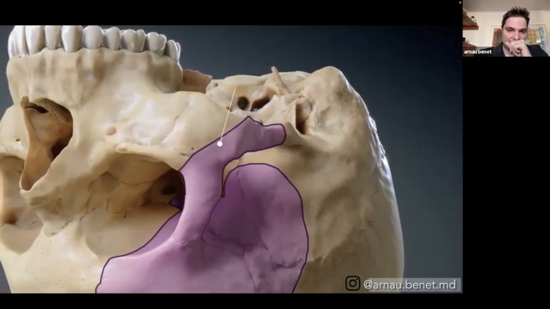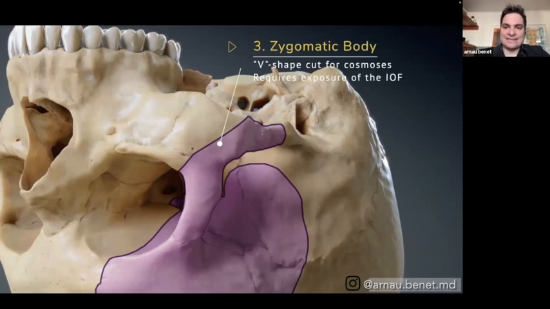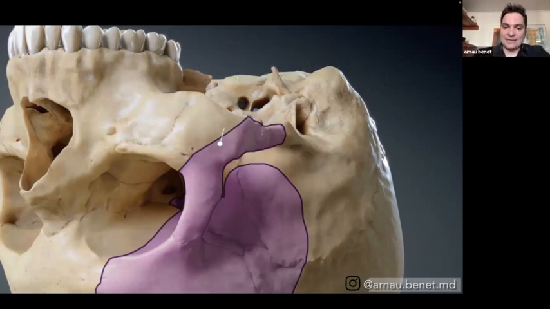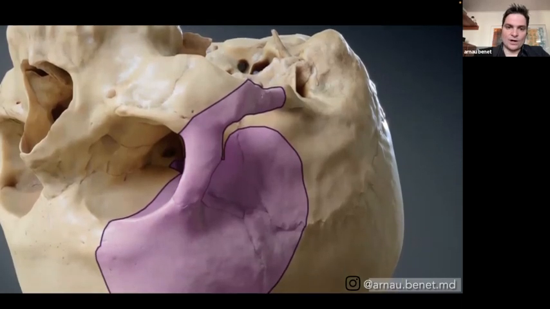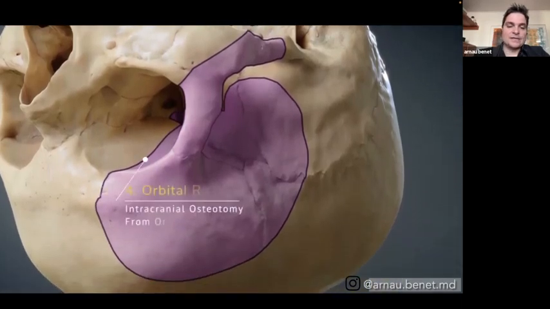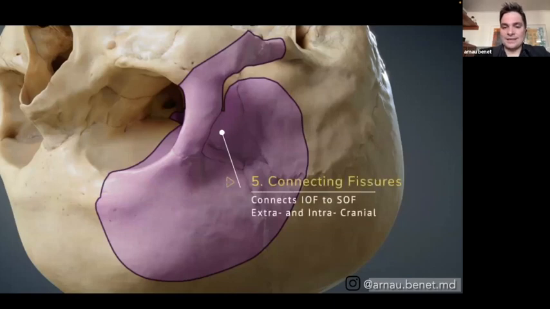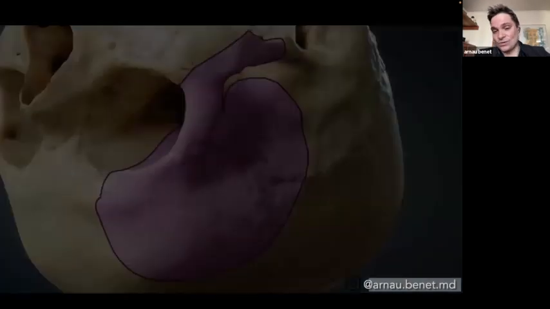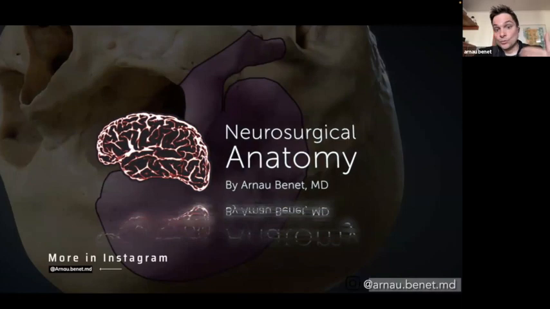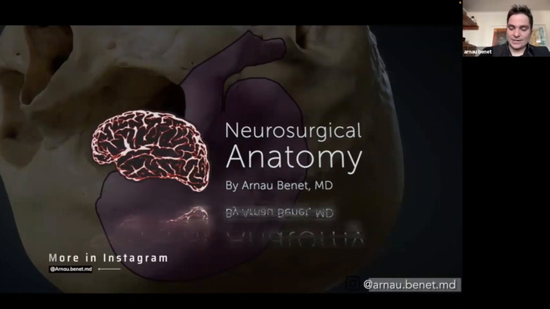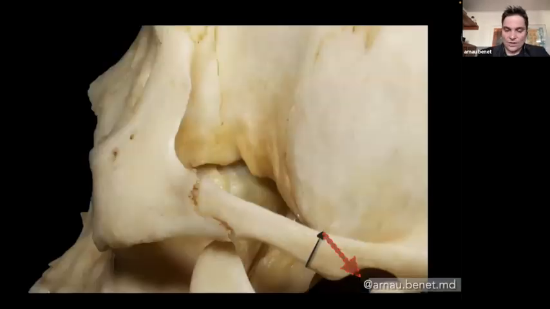The next, or step number three, is an osteotomy on the zygomatic body. It's gonna be a V-shape for cosmetic reasons and requires entering into the infraorbital fissure. The fourth is gonna be cutting through the orbital roof, and most of this cut is gonna be intracranial. And that's what is a little bit difficult to understand just with these little cartoons, is how this really works. And the most difficult is connecting the fissures, which is the last one. You will connect the infraorbital with the supraorbital fissure, and that has a component that is extracranial and a component that is intracranial. So all that is difficult to understand just in these cartoons, in all these publications.